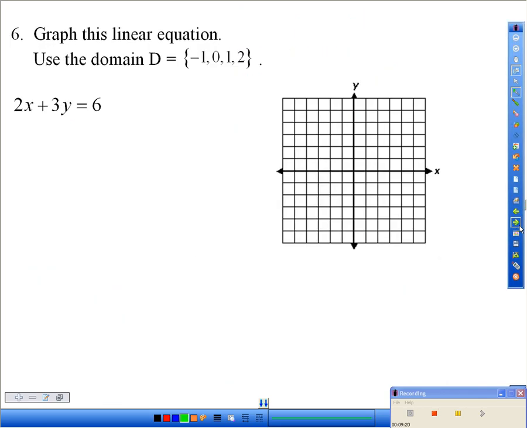And let's look at number 6. It says, graph this linear equation. Use the domain negative 1, 0, 1, and 2. So there is a 4-step process that we've talked about using to graph a linear equation.